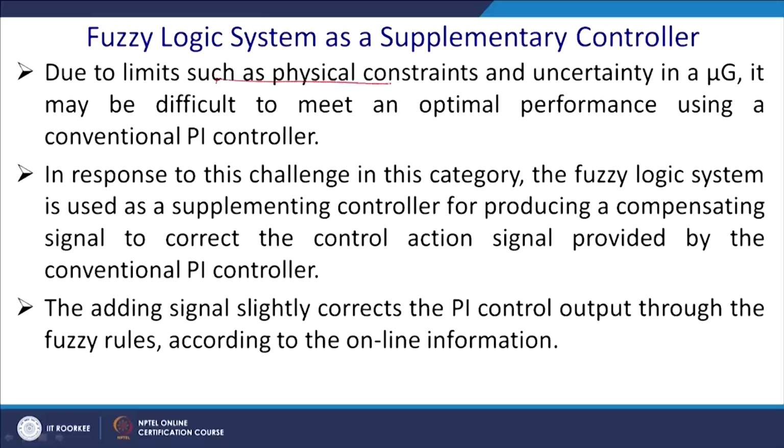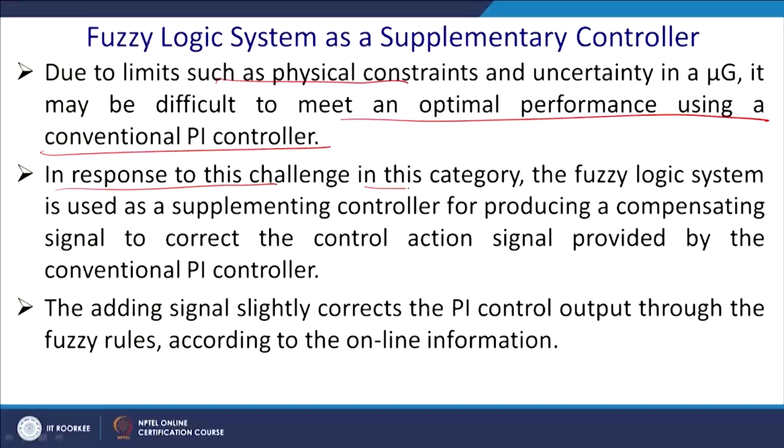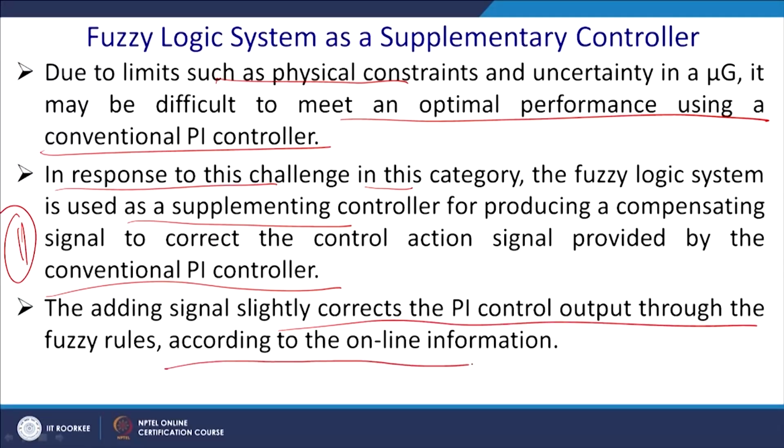Due to limits such as physical constraints and uncertainty in the microgrid, it may be difficult to meet the operational performance using a conventional PI controller. That is quite challenging, as you require a mathematical model. In response to this challenge, the fuzzy logic system is used as a supplementary controller to provide a compensating signal to correct the control action signal provided by the conventional PI controller. That is the advantage of the FLC. By adding this signal, it slightly corrects the PI controller output through the fuzzy rules, according to the online information. This is the task of the FLC, which will fine tune the PI controller.